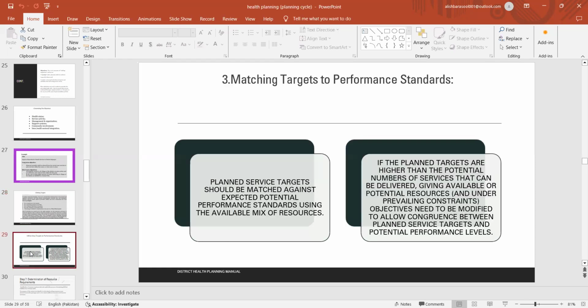Matching the targets to performance standards. Planned service targets should be matched against expected potential performance standard using the available mix of resources. If the plan targets are higher than the potential number of services that can be delivered given available potential resources and under prevailing constraints, objectives need to be modified to allow congruence between planned service targets and potential performance level.